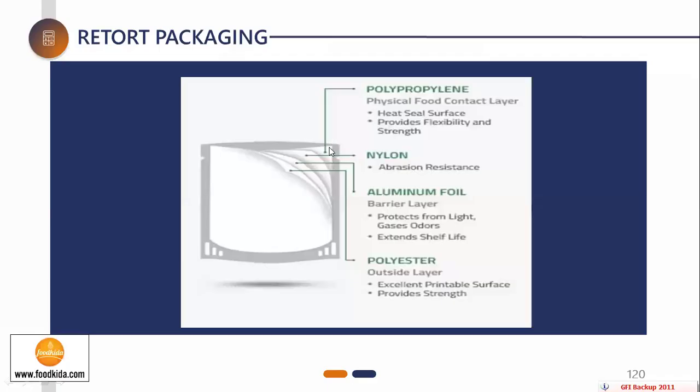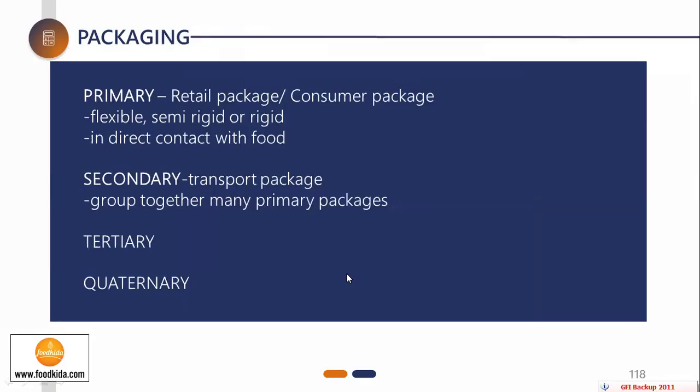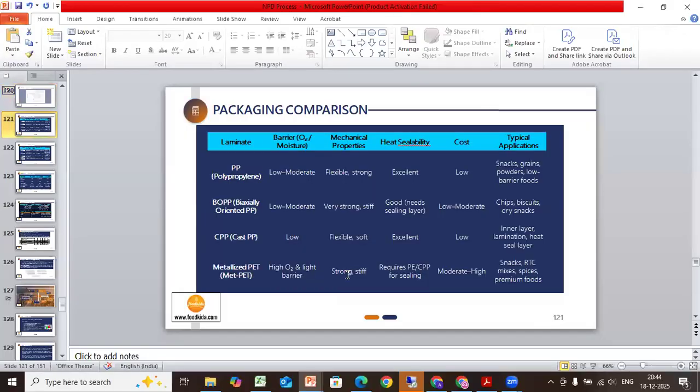So this is the retort one. See, they got a PP, they got a nylon, they got an aluminium foil. Inside is PP. PP also has good seal strength, and then the outside layer is polyester. Okay, excellent. So this is for retort, for pillow pouch. Okay. Fine. Thank you, sir.